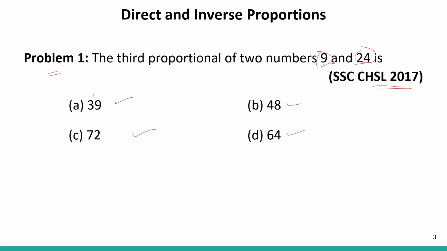So what we can do right now is divide by 3, so we are left with 3, and if we divide 24 by 3, we are left with 8. Basically they differ by 5, so the next will be 5 more. Adding 5 to 8, we are left with 13, right? So 13 into 3 is equal to 39. So 39 must be the answer.